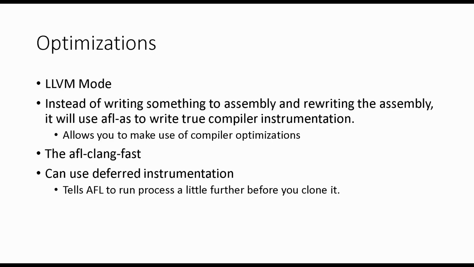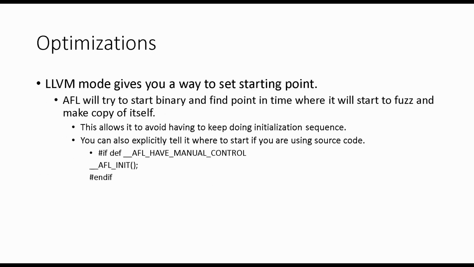Some things you could do, LLVM mode: instead of writing something to assembly and then rewriting the assembly, you could also use AFL AS to write true compiler instrumentation. By doing that, you can make use of compiler optimizations that wouldn't be otherwise available. AFL's clang-fast is just faster, so that'll maybe speed things up a little bit. Deferred instrumentation is another option. That's a more advanced topic that I'll let you check out more on your own.